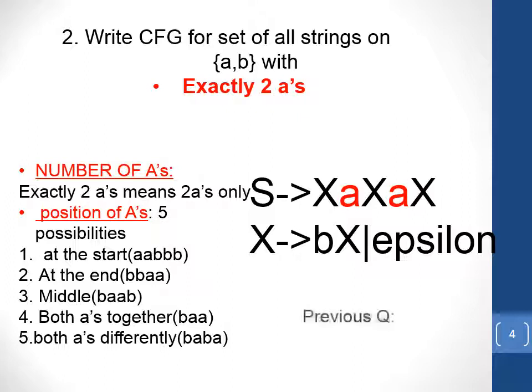Just imagine that if the previous question was "at least two a's", then it would be mandatory to keep this a, because "at least" means two or more than two a's. Here, since it is given "exactly", we conclude that there should be no aX here and only bX, and only then will this condition be satisfied. If you check all of these conditions, they are all satisfied by this grammar, and we say that this grammar is perfectly correct.